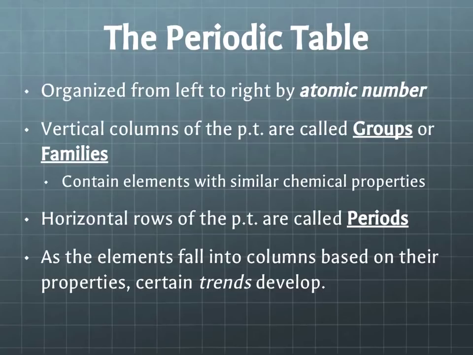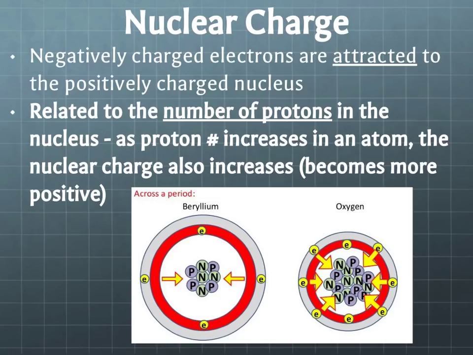Periodic table, just to review, organized from left to right by atomic number. We call the vertical columns our groups. Those have elements with similar properties, and we've looked at those groups already. Horizontal rows are called periods, and as you move across periods, we have different trends that develop as you move across the periodic table. So let's start talking about them.